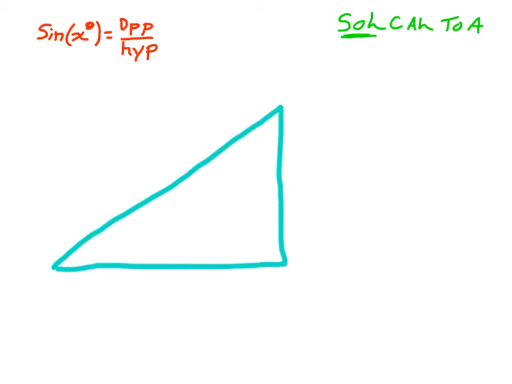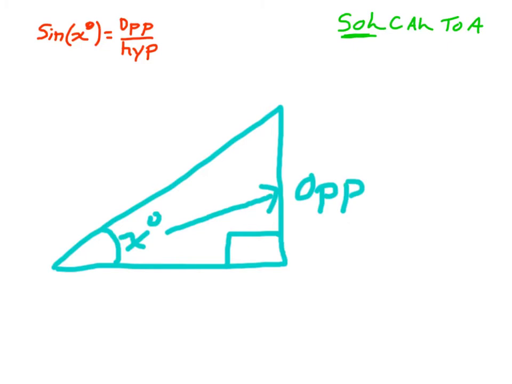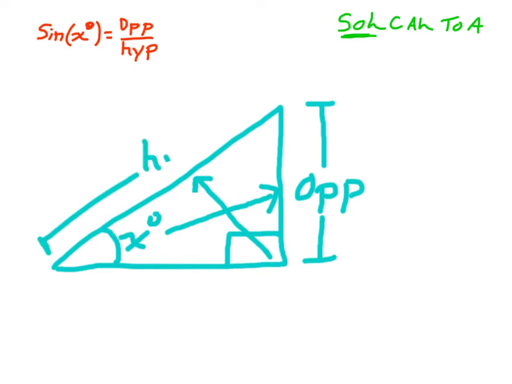Of course, it has to be a right triangle. If it's not a right triangle, it won't work. And then we have an angle here, some angle, x degrees, and the side that's opposite the angle, that's your opposite. So that means the length of this side from here to here is your opposite length. And then the side that's opposite that 90-degree angle, the side that's across from the 90, that is your hypotenuse.